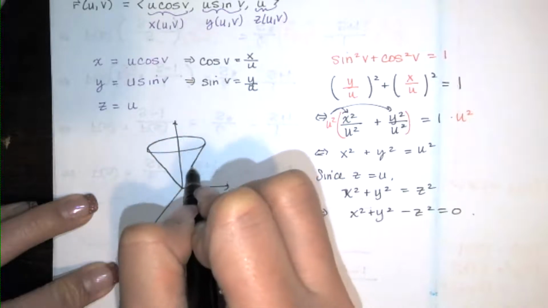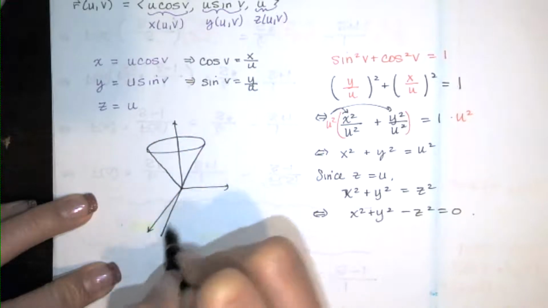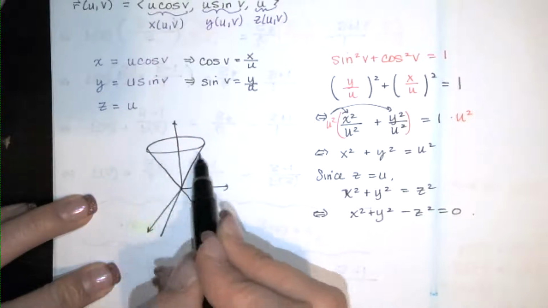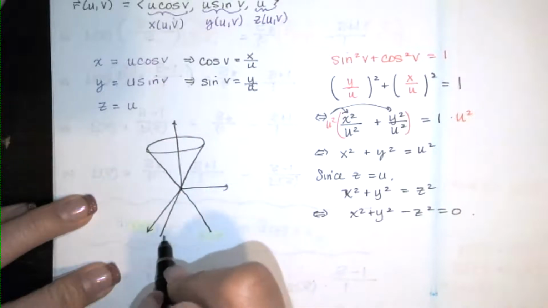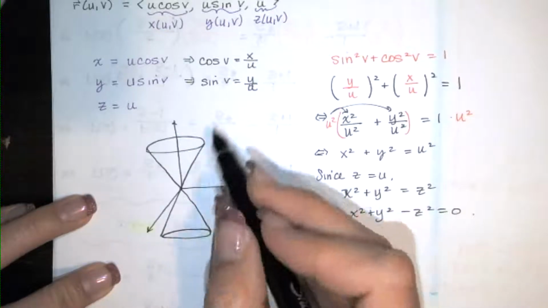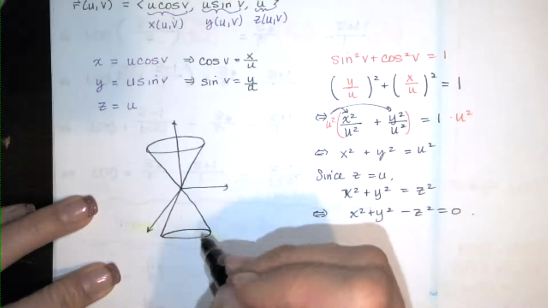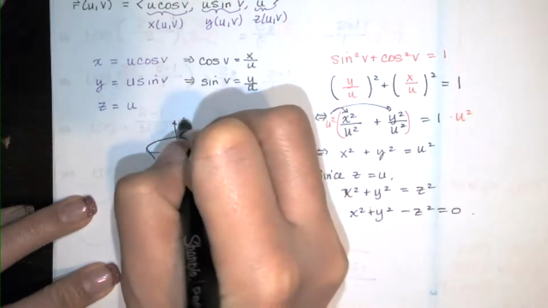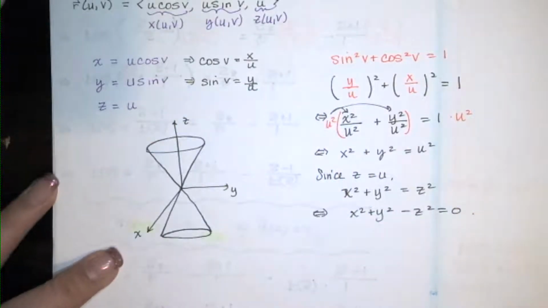So my graph will look like this. As v takes on a range of values, we go around and around a circle. As u takes on a range of values from negative infinity to positive infinity, our z values go from negative infinity to positive infinity. Of course, I can't draw the whole graph, but that's what part of it looks like. We've got that double-napped cone centered at the origin.